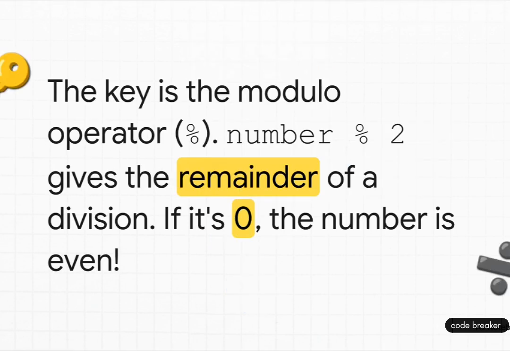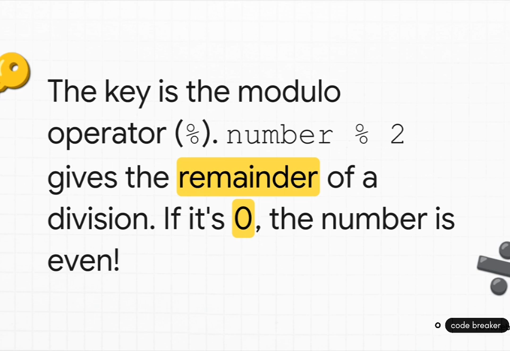The secret weapon for this problem is a little thing called the modulo operator, that percent sign. What it does is pretty cool. It doesn't give you the answer to a division problem, it just gives you the remainder. So 10 divided by 2 is 5 with a remainder of 0. So 10 % 2 is 0. But 7 divided by 2 is 3 with a remainder of 1. So 7 % 2 is 1.